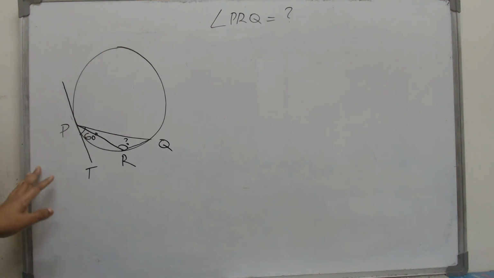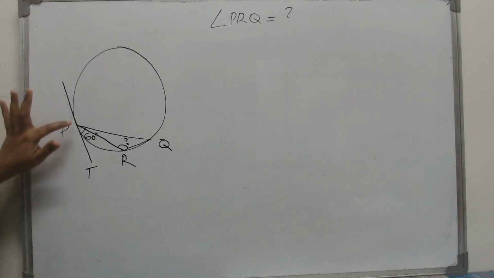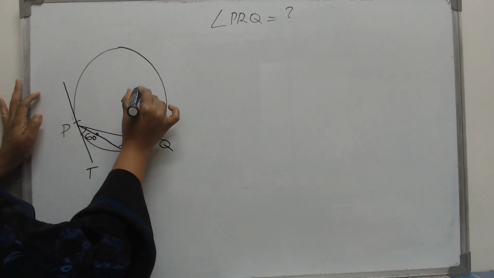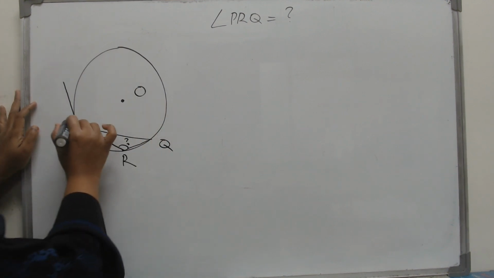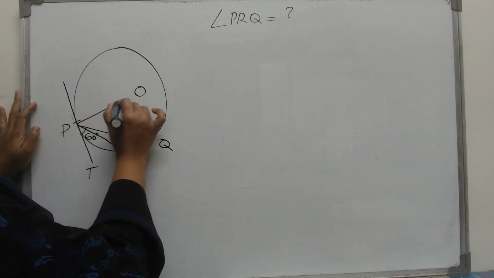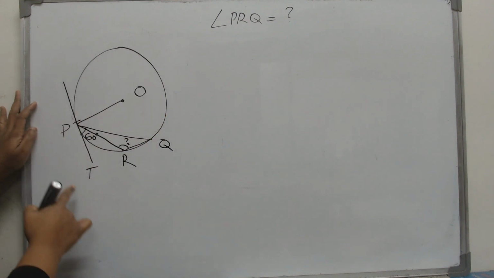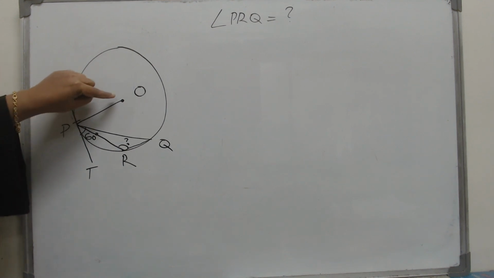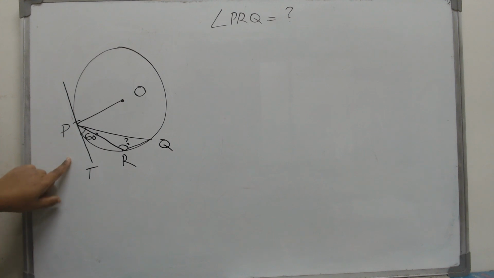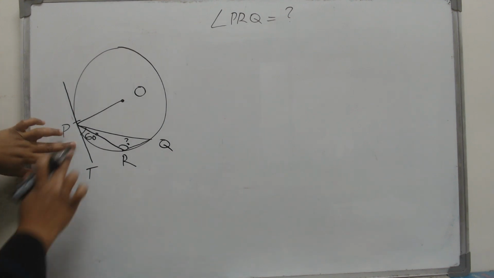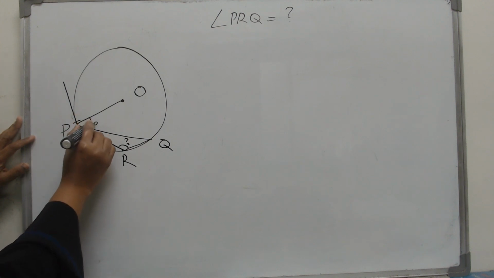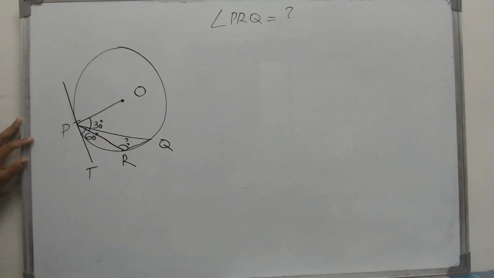Now let us proceed with what we already know. What do we know about tangents? At the point of contact, the radius, suppose the center is O, I will take the center as O, and the tangent are perpendicular to one another, or in other words angle OPT is 90 degrees. If this much is 60 and the whole angle is 90, then this much will be 30 degrees.